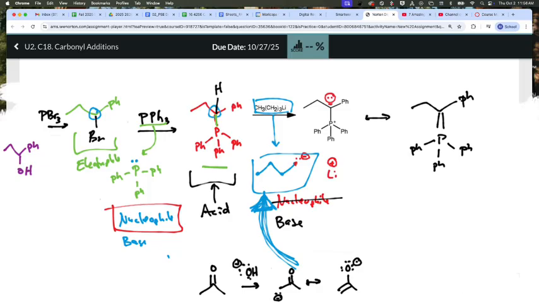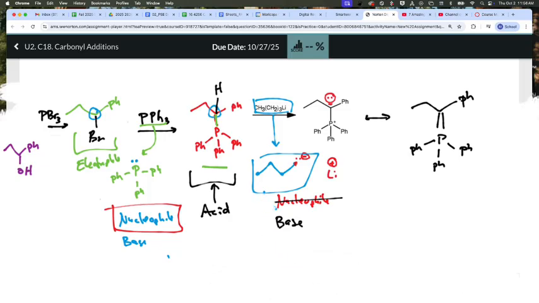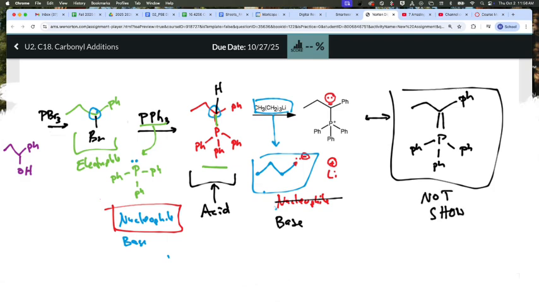So are we ready for the next level question? Because you're now getting a little bit of the Wittig reaction. Why did SmartWork not show that really happy, stable structure as the final answer? Why did they not show this? Why did they instead show, call it a red box, that?